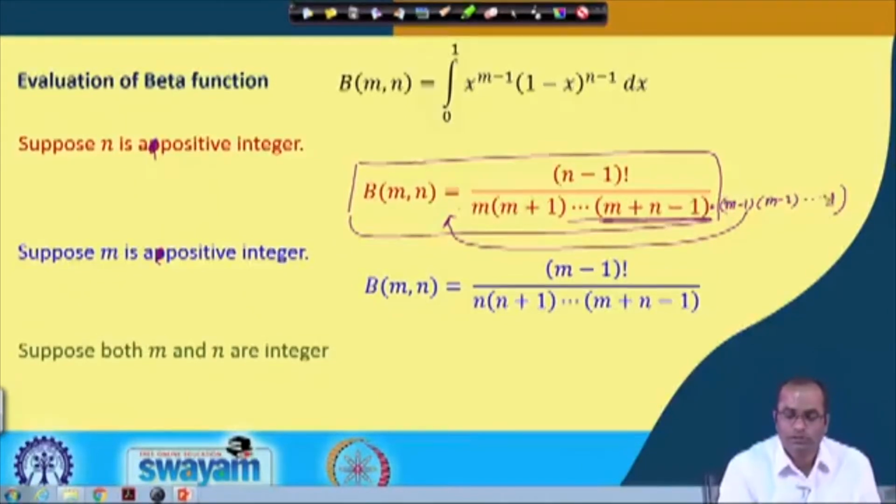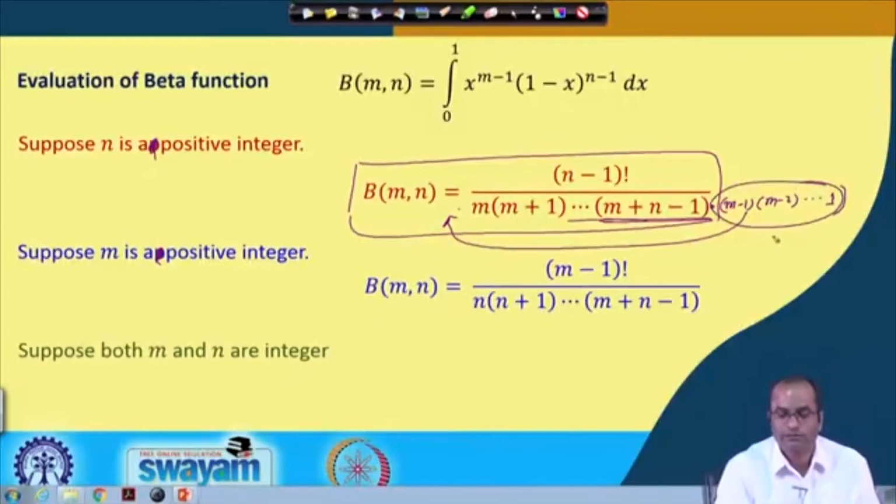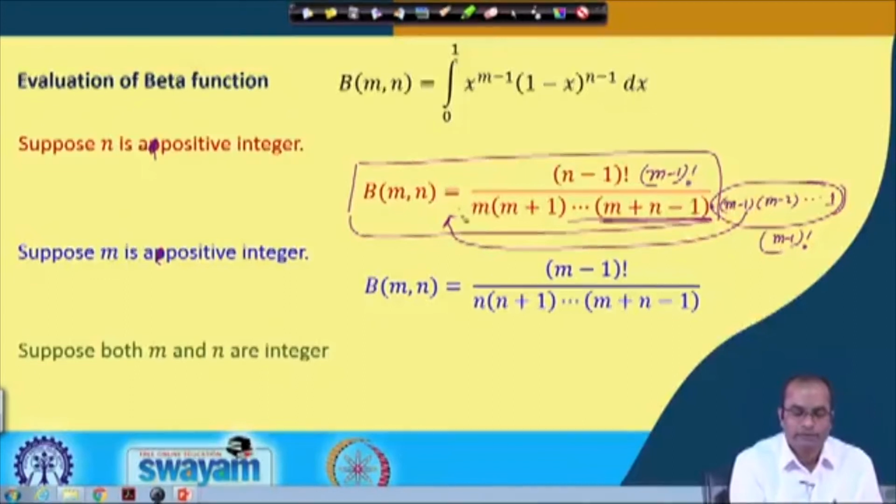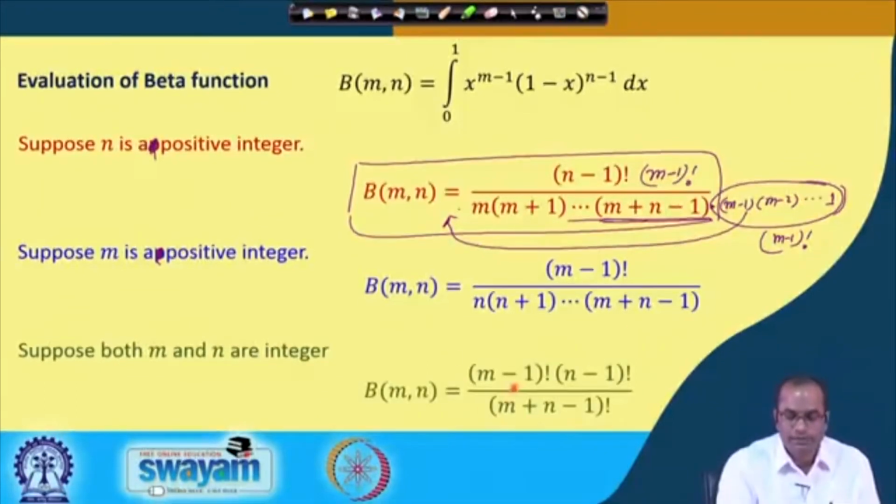So, here also this was nothing but the factorial m minus 1. So, we have multiplied here with factorial m minus 1 term, and then this also becomes the product from 1 to m plus n minus 1. So, this is becoming again the factorial m plus n minus 1. So, we have factorial m minus 1 there and factorial n minus 1, and in the denominator here we will get m plus n minus 1 factorial.